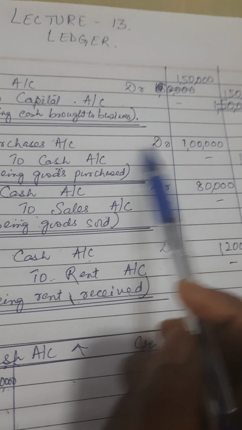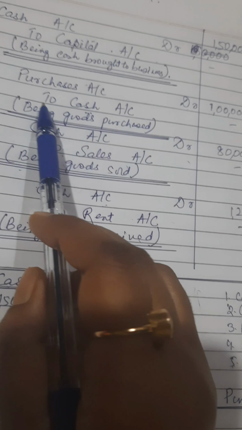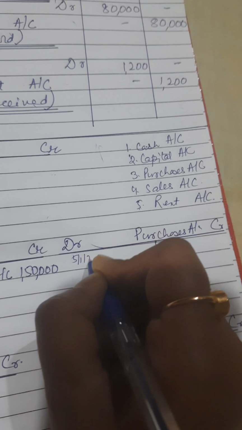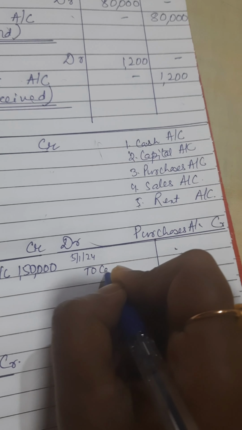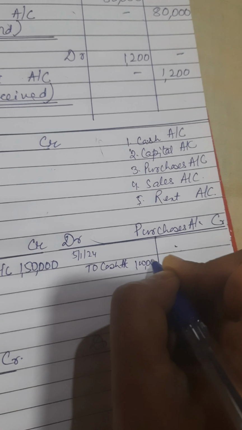Purchases account 1 lakh, to cash account. Where is my purchases account? It's here. Purchase on the debit side means on the buy side. So on the "to" side we have cash. This is on 5th January 24. To cash account. How much? 1 lakh. So we purchased for 1 lakh.